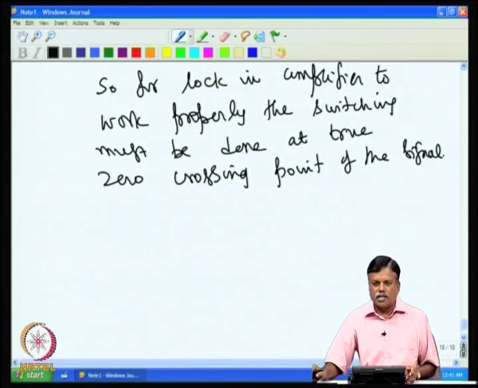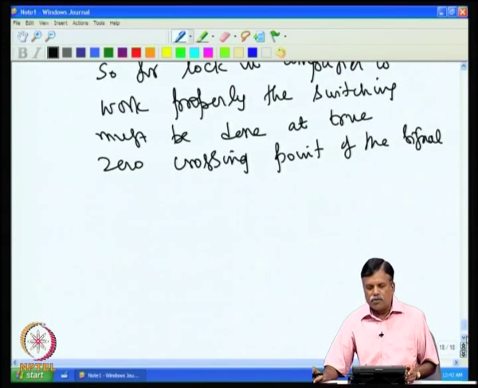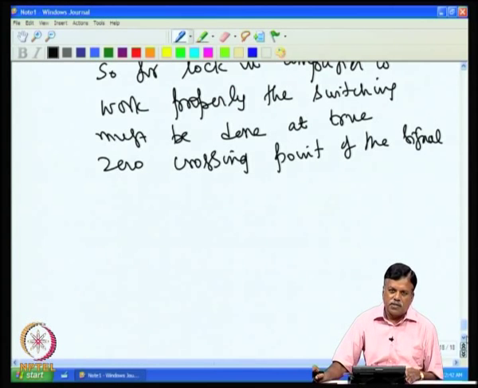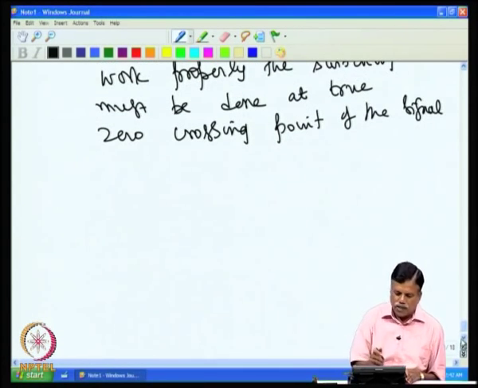Then only the lock-in amplifier can be useful. Now, of course, here we are switching only one half cycle, that is, the positive half cycle alone we are switching, and the negative half cycle we are not switching. We can also do it in both cycles, plus and minus, and reverse the signal and put it in both sides, so that averaging can still be done for both positive and negative. So, we can do that in the following manner.